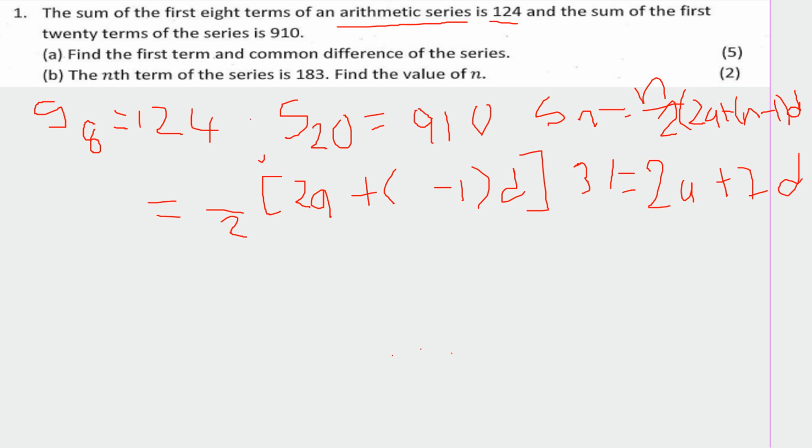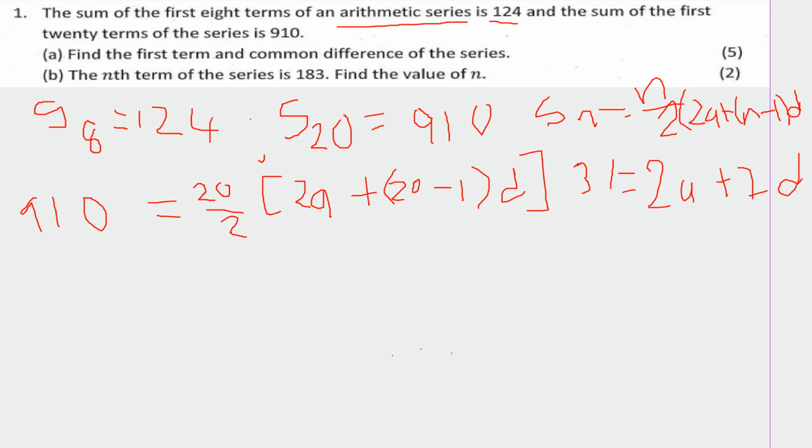It's going to be 910. So in place of Sn here, we're going to substitute 910. And then in place of n, we're going to substitute 20 here. Remember, n is here, and then also n is there. So we're going to substitute 20 here, and then we're going to substitute 20 here. Then we simplify the equation.